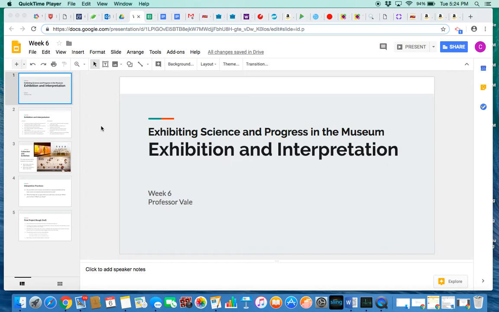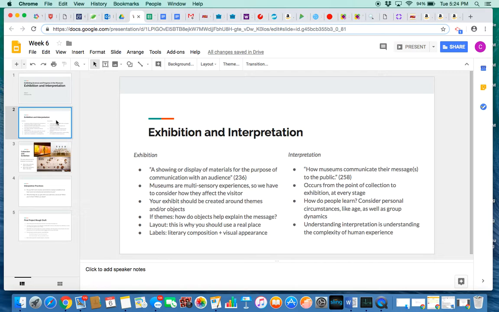We are now to the point of exhibiting science and progress in the museum, and today's unit is on exhibition and interpretation, which aligns with the two readings that you're going to cover from Alexander and Alexander. So exhibition and interpretation cover two chapters in Alexander and Alexander, and it is in essence a pretty practical guide to the process of exhibition and the process of making interpretation possible by the visitor.